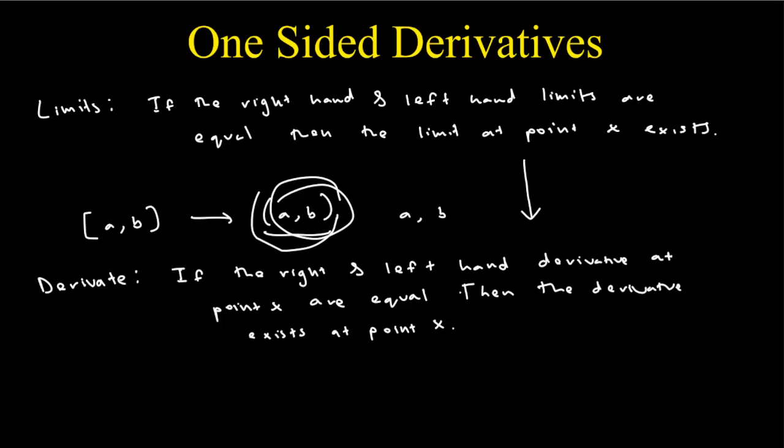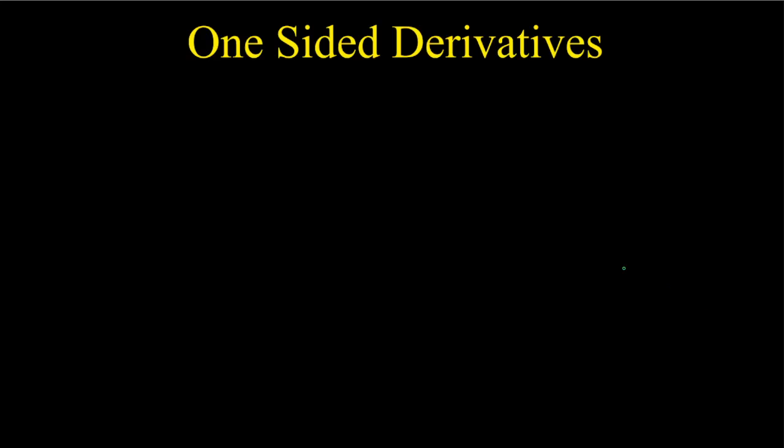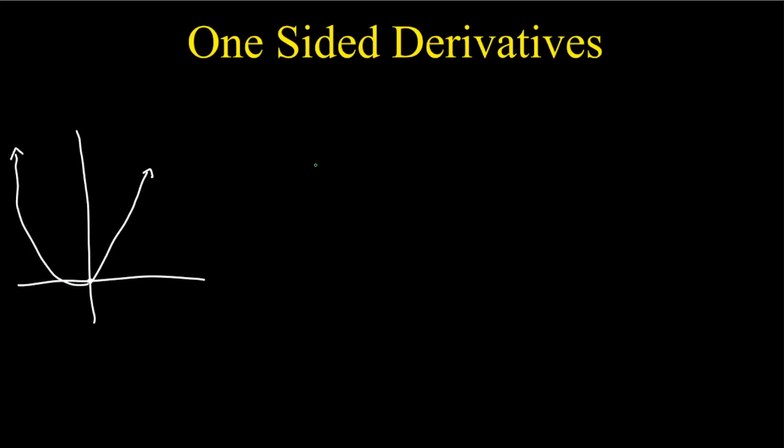And let's just put this through the test with an example. Let's say we're given a function that looks like this. We have a linear line, and then we have a curve. And so this is a piecewise function, and it's defined as y is equal to x squared if x is less than or equal to 0, and y is equal to 2x if x is greater than 0.